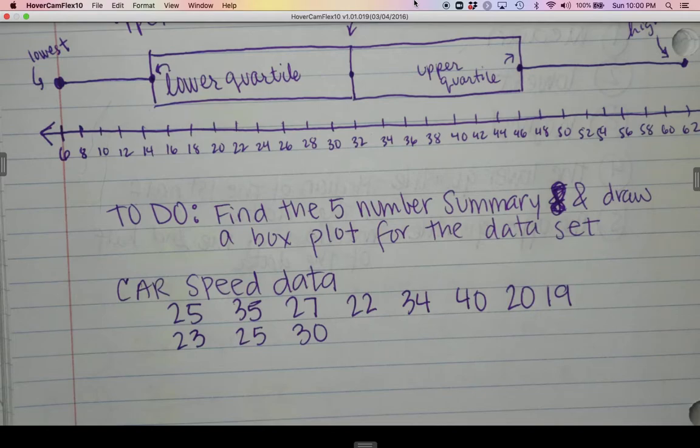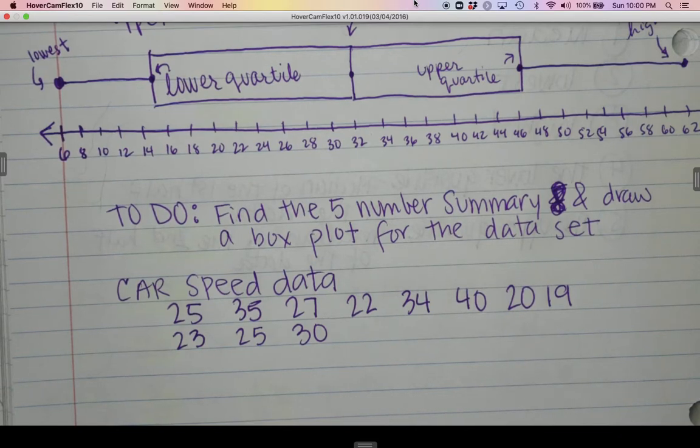Do your 5-number summary and then draw the box and whisker plot. My suggestion to you is that you start at 19 and you go to the highest, you go one above the highest number and count by twos. So do 19, 21, 23, 25, 27, 29, 31.